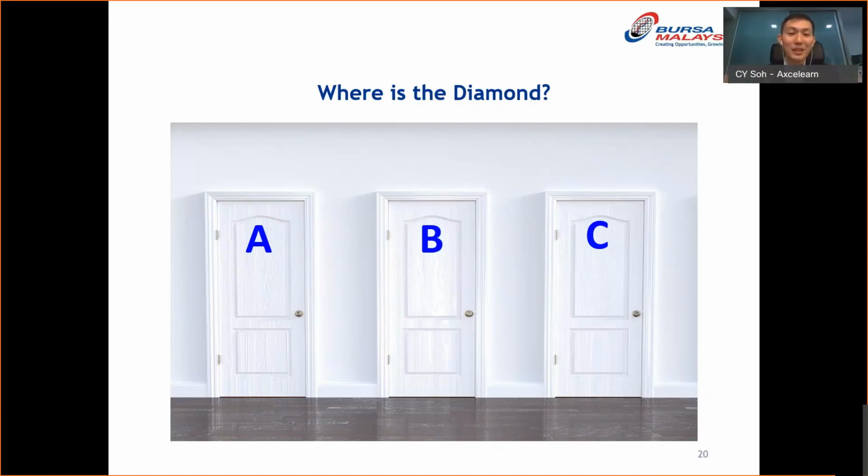You can type in the chat box below: door A, door B, or door C. There is no right or wrong answer. You can purely guess, since there are only 3 choices. Make a wild guess which door has a diamond behind it, and later on I am going to reveal my answer to you.